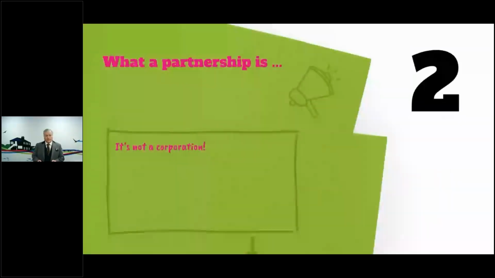So the first of those topics is the question of what is a partnership. And the first thing I want to emphasize here is that a partnership is not a corporation. It has no legal personality. And that makes it different from other organizations that you are going to be used to, particularly companies, limited companies and PLCs, which you will encounter and which have got legal personality.